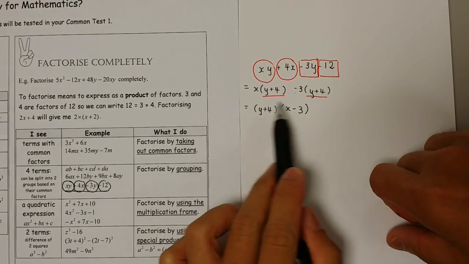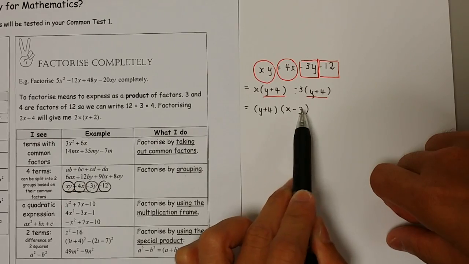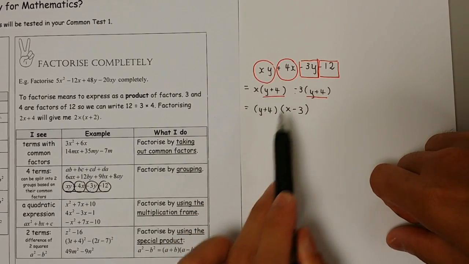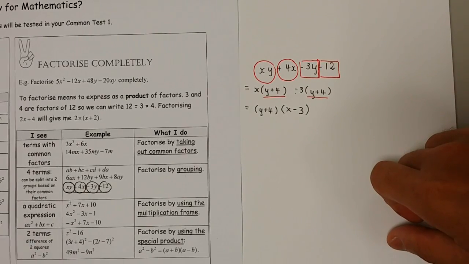And you look at this. Is this a product? Yes, it is the first bracket multiplied by the second. We have made this expression into a product of its factors. We have factorized, and the method that we use here is grouping.